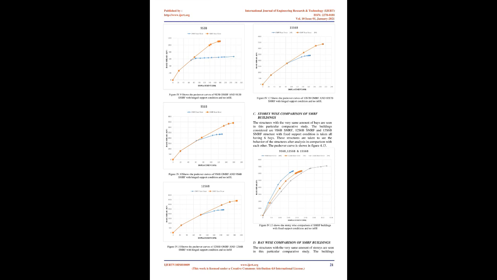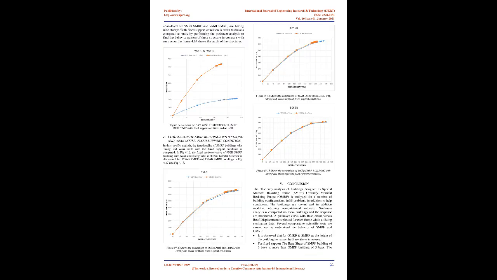Comparison of SMRF buildings with strong and weak infill, fixed support condition. In this specific analysis, the functionality of SMRF buildings with strong and weak infill with the fixed support condition is compared. In Fig 4.16, the fixed pushover curve of the 9S6B SMRF building with weak and strong infill is shown. Similar behavior is discovered for 12S6B SMRF and 15S6B SMRF buildings in Fig 4.17 and Fig 4.18.